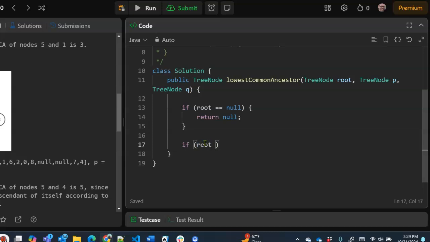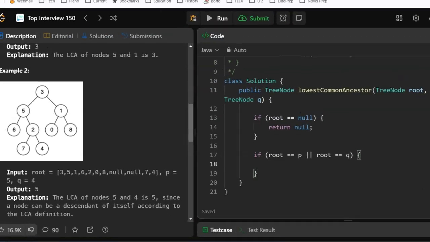All right, so if root equals P or root equals Q, I think the double equals is going to work here. If it isn't, then we'll come back and fix it. But okay, root equals P, root equals Q. Actually, let me scoot this over so we can see the tree at the same time.